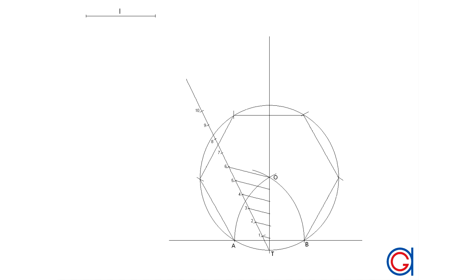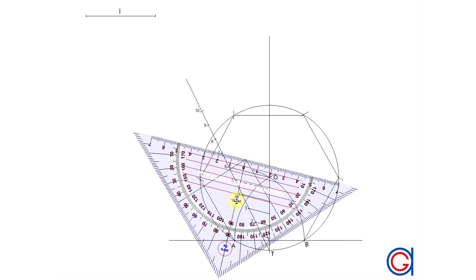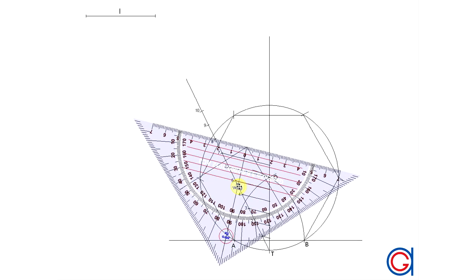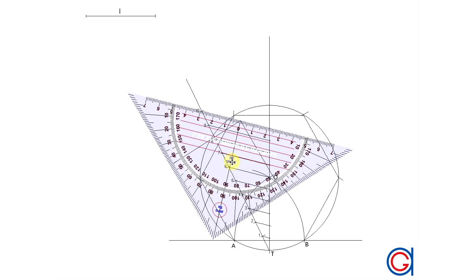These parallel lines will divide our radius in 6 equal parts as shown. And we will continue the process marking 4 more parallel lines above from point 7 to 10. So here we have our 7th parallel, our 8th, our 9th, and finally our 10th parallel.